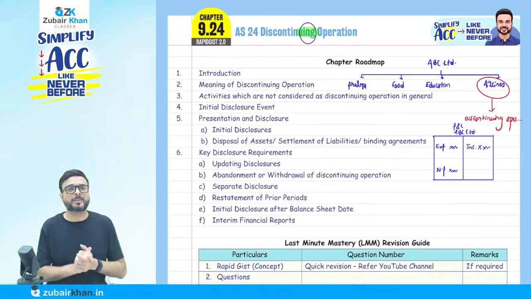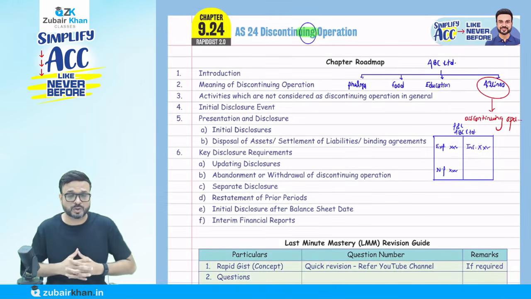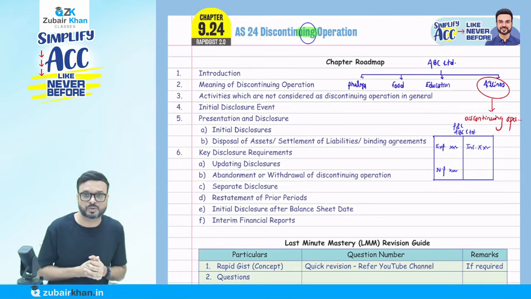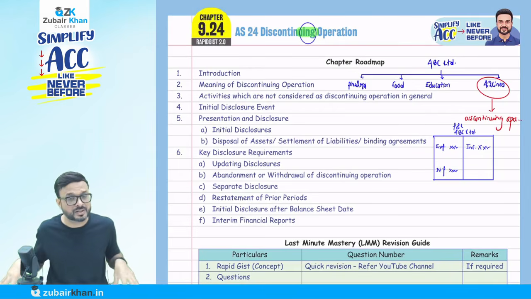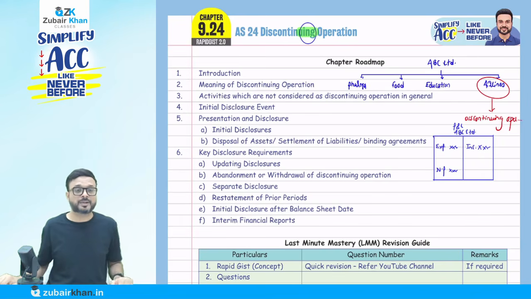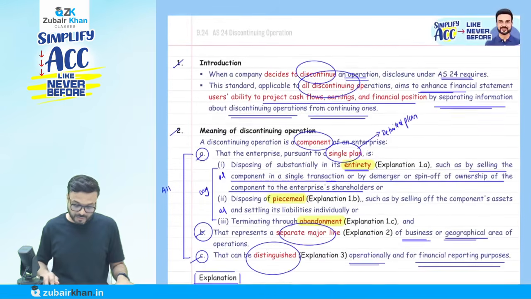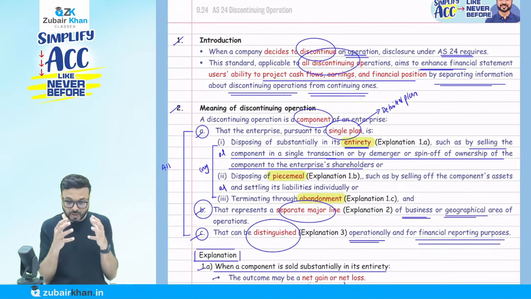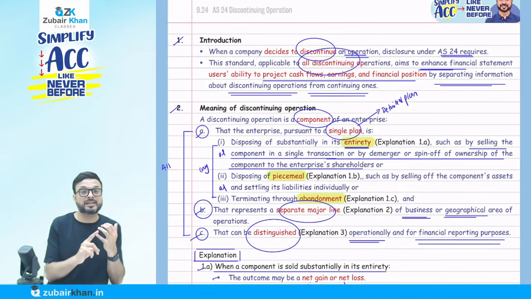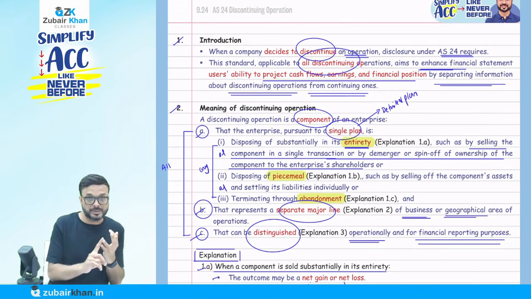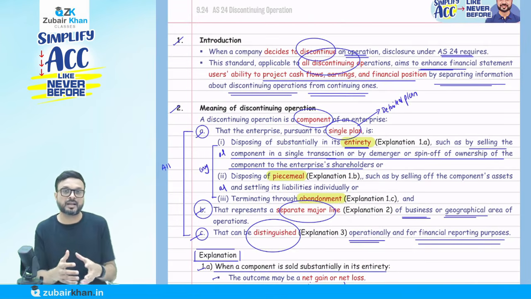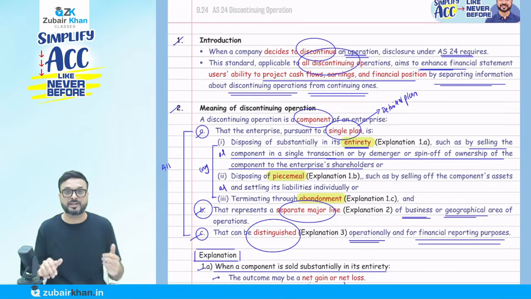In an examination they may ask you this as a case study or scenario-based question. It is theoretical disclosure accounting. Remember three things: what is meant by discontinuing operation, when we call it the initial disclosure event, and what we should disclose. A discontinuing operation is a component for which we made a single plan for disposal, piecemeal or by abandonment. It is a separate major line, distinguishable operationally and financially.